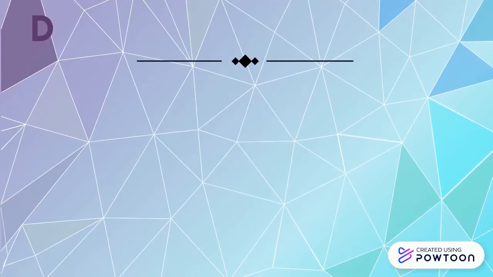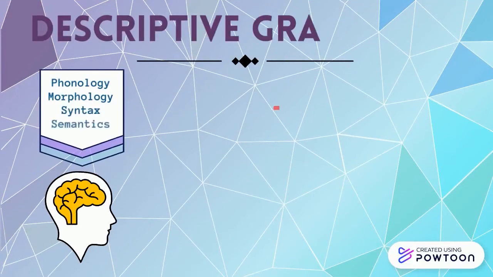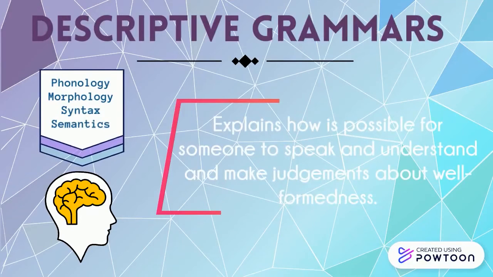First, we have the descriptive grammars group. For this group, grammar is the knowledge speakers have about the units and rules of their language, such as phonology, morphology, syntax, and semantics. It explains how it's possible for someone to speak and understand and make judgments about word-formedness. It also tells what someone knows about the sounds, words, phrases, and sentences of their language.